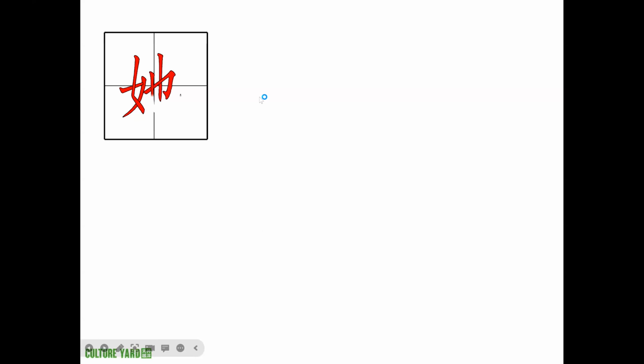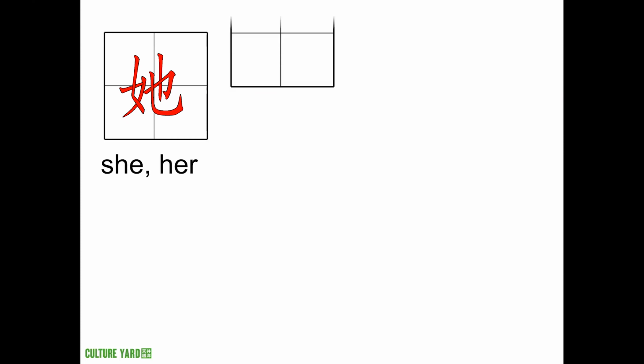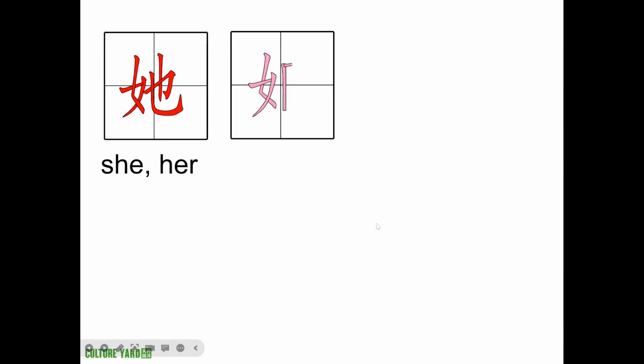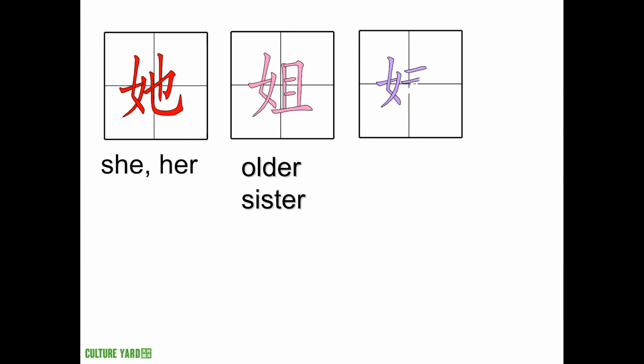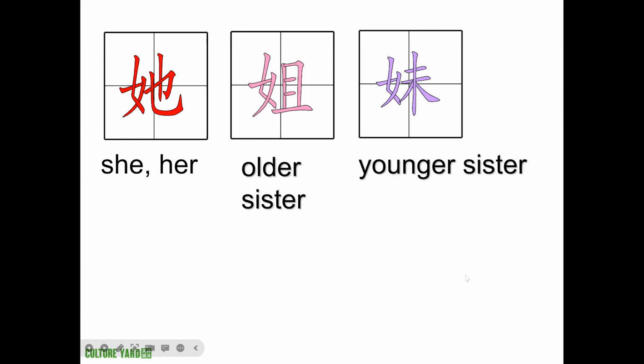The woman radical. This is 她 for female. 她 cannot be used for male. The right part pronounced 且 indicates the character's pronunciation. So together is 姐, like 姐姐. The right part pronounced 未 and the female radical, so this is 妹, 妹妹. So 姐姐, 妹妹, or 她, all these have the same radical, female radical.